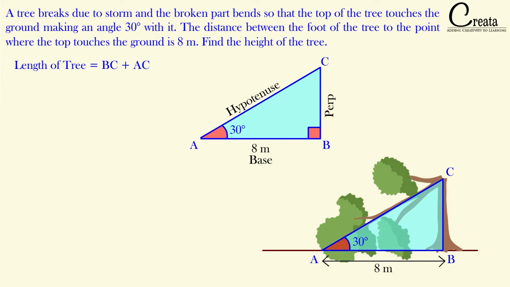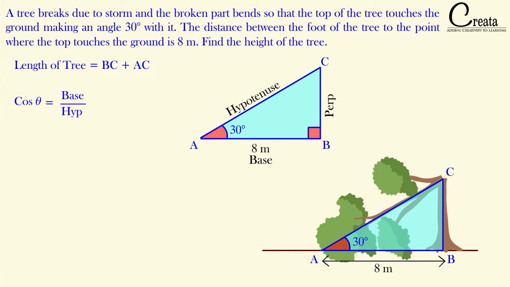Here AB, that is the base, is given as 8 meter and we have to calculate the perpendicular and the hypotenuse. Firstly, let's find the hypotenuse, that is AC. We know the base, we have to find the hypotenuse. What is the relation between the base and hypotenuse? Which trigonometric ratio will be applicable? Here cos theta will be applicable.